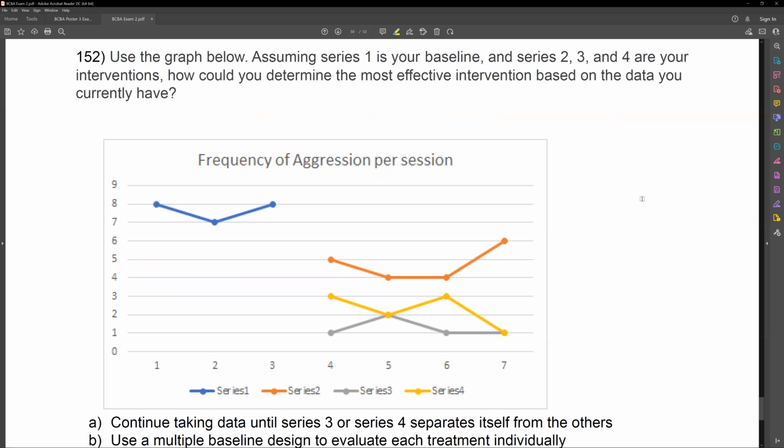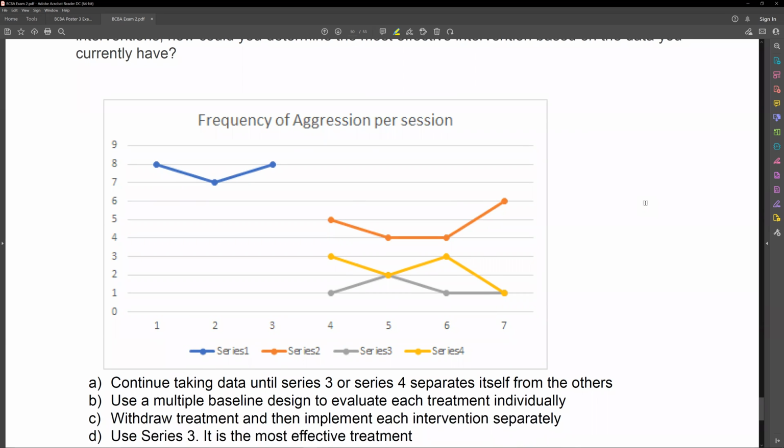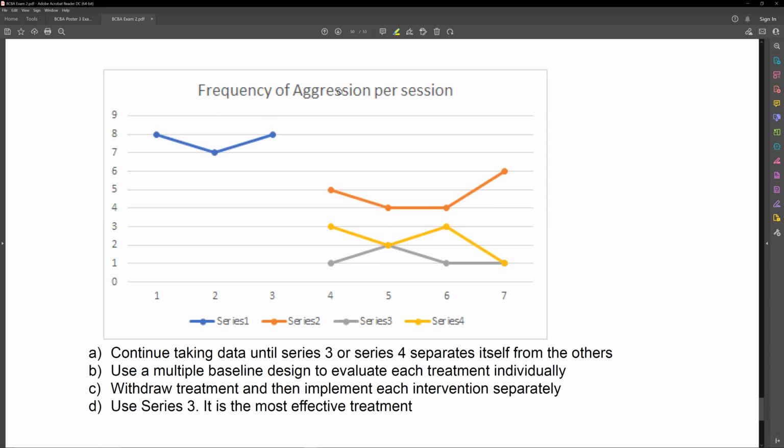Now, let's not overthink this particular question. So we have our title, frequency of aggression per session. Let's look at series 1, our baseline. If we look at session 1, aggression happened 8 times, session 2, 7, session 3, 8. Then we have series 2, 3, and 4, which are our interventions. And all 3 interventions were effective in their own way. Series 2 wasn't quite as effective as series 3 and 4. And series 3 is a little more effective than series 4, and we can see that based on our data.